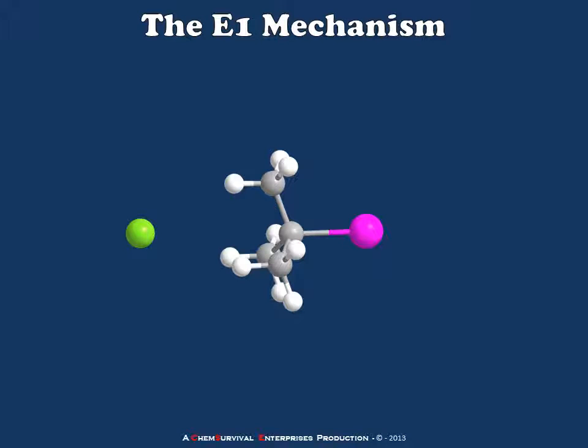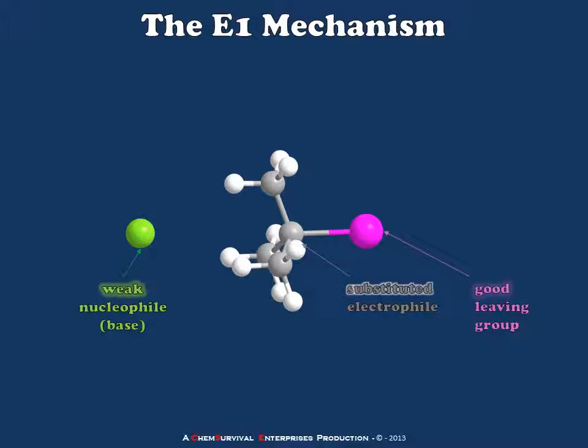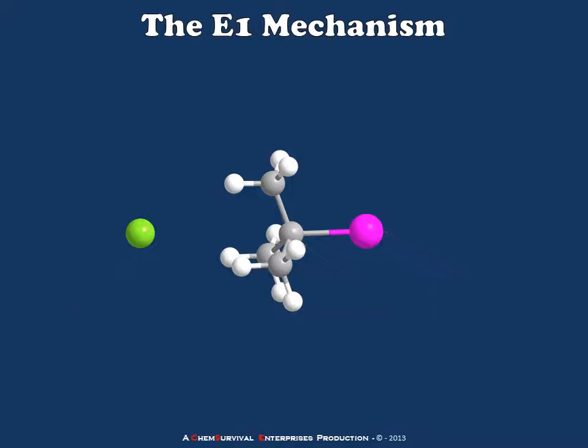The first mechanism we're going to discuss today is the E1 mechanism. An E1 mechanism has a tendency to occur when we have a weak nucleophile, a highly substituted electrophile, and a fairly good leaving group. So we have most of the ingredients necessary for an SN1 reaction, but we don't have a very good nucleophile. And let's take a look at how that affects this reaction.